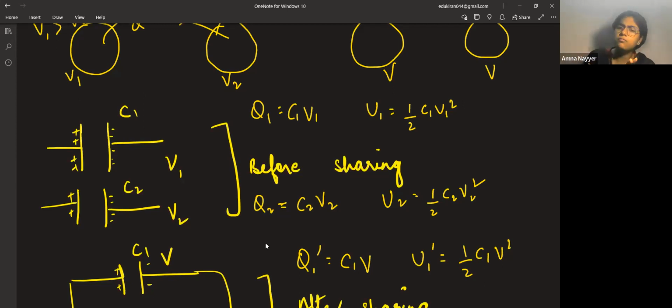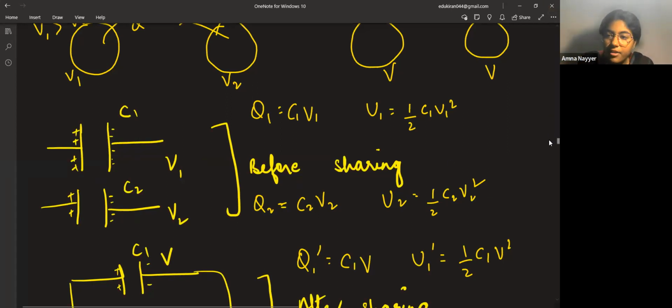This is before sharing, right? Before they are connected. Charge will be what? If C1 is the capacitance, V1 is the potential, the charge is going to be C1 into V1, right? And energy is going to be half C1 V1 square. So these are individual and independent.